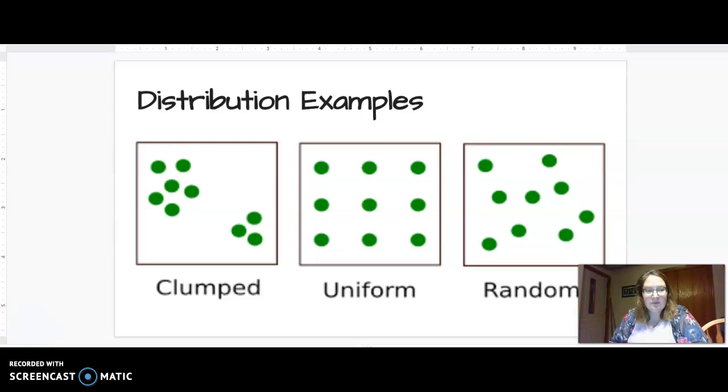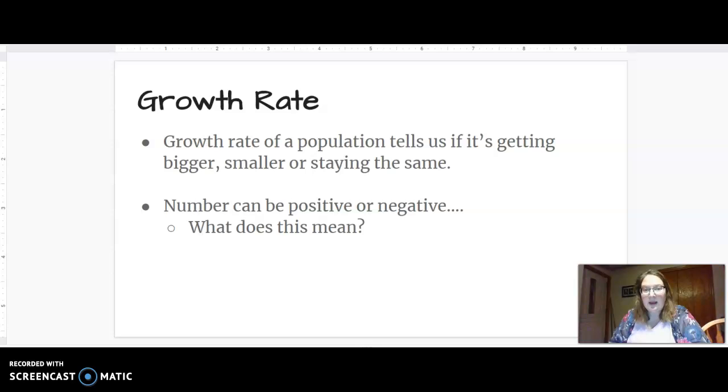All right, so then we talked about growth rate a little bit. Growth rate of a population tells us if the population is getting too big, if it's getting smaller, or if it's staying the same. If we have a negative number, that means that the population is declining. If we have a positive number, it means that it's growing, and if the number is staying the same, it means that the population is staying the same.